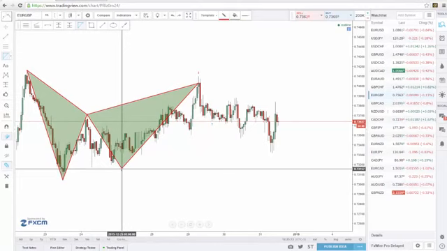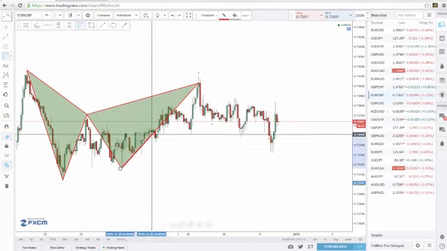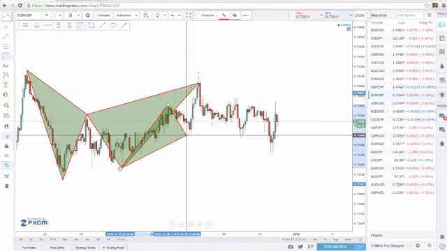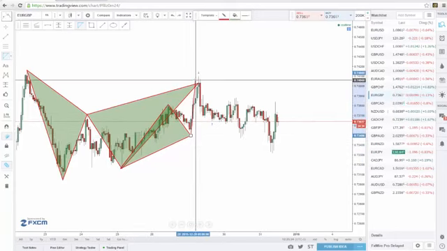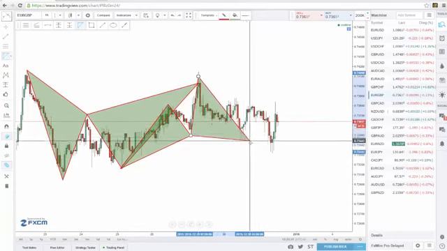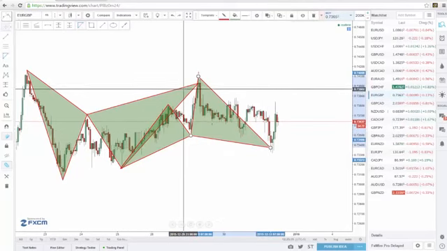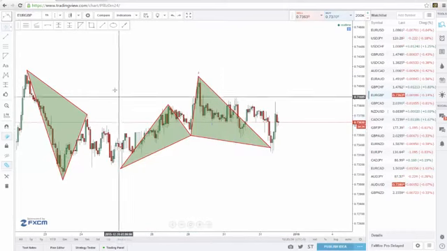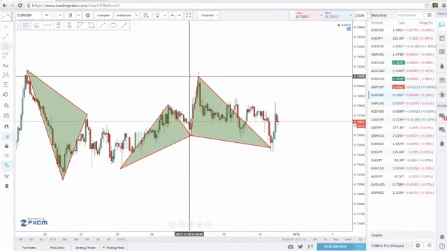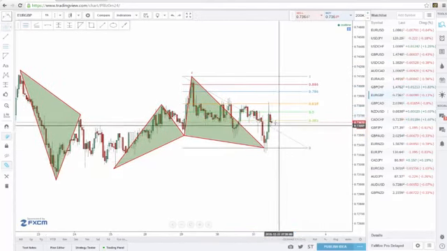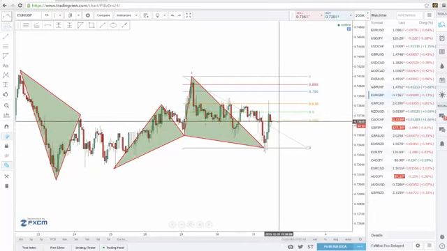It comes from the C point of our bat pattern, X right here, up to A to B, B to C, and a CD completion right down in there. Earlier this morning, that hit, and as you can see, if I pull a retracement from C all the way down to D, it came up to quite easily hit targets at the 382 retracement.